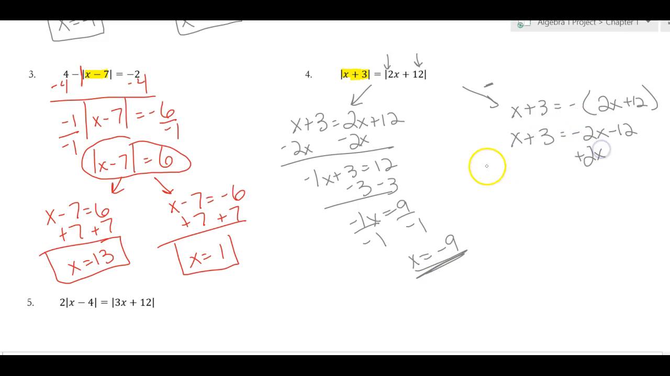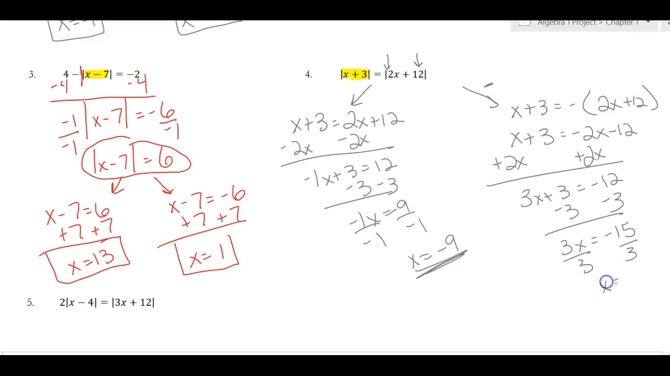Add 2x, so I get 3x plus 3 is negative 12. Subtract 3 on both sides, and you get 3x is negative 15. Divide by 3, and x is negative 5. So that's the next answer I have to check.